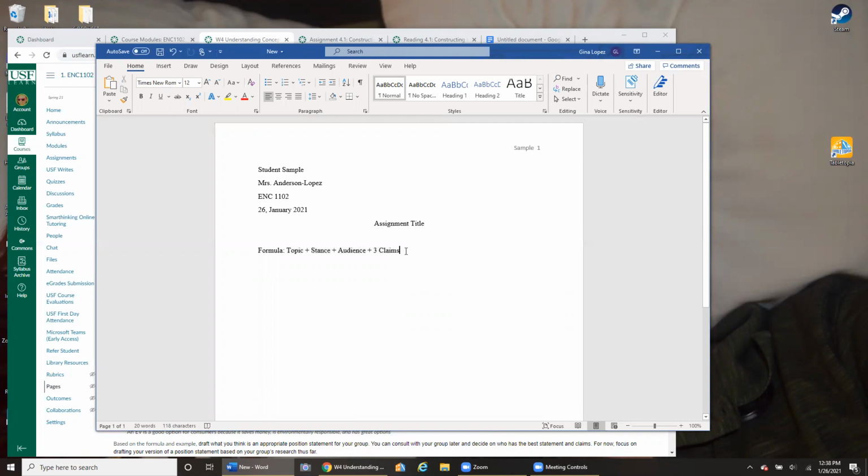But I want you to do this individually to have the options, and so that you have practice, because you're going to have to create your own position statement later for the position paper, which will require you to have this statement at the end of your introduction, and you're going to have to write it on your own. So might as well practice now.